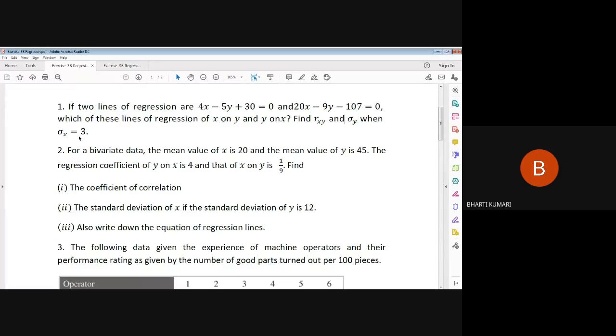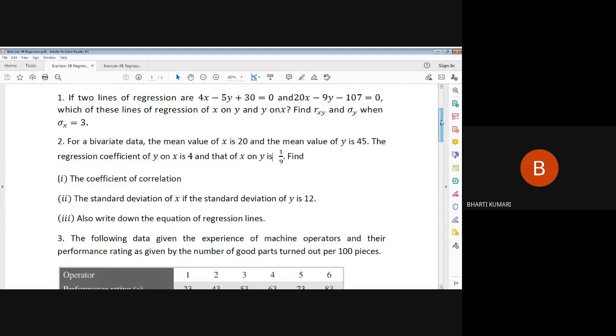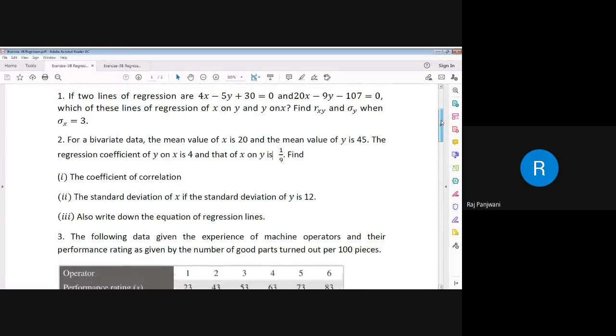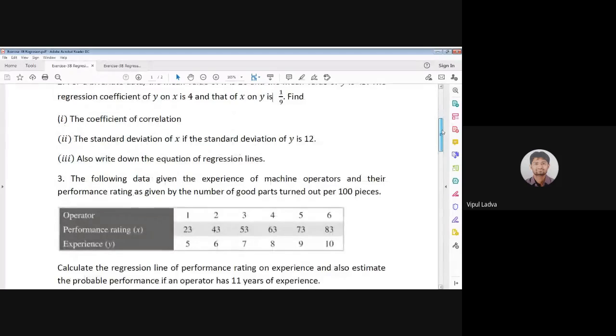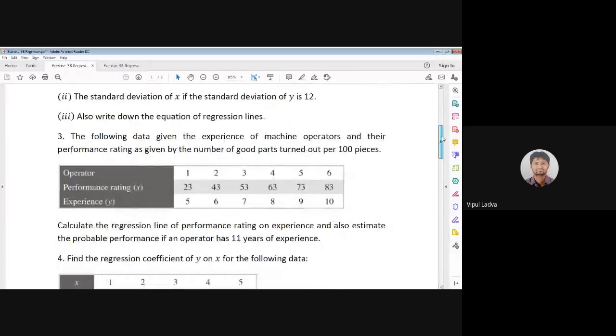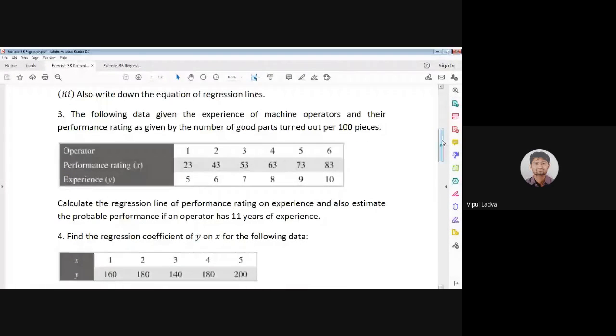Sir, all the exercises are done, or are you talking about just the first one? No, the first one is done, and I think you had discussed the second one too, if I'm not wrong. I've done the first three, sir. I saw them in the book. The third one is quite important.